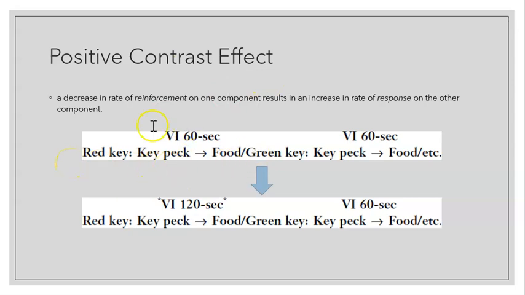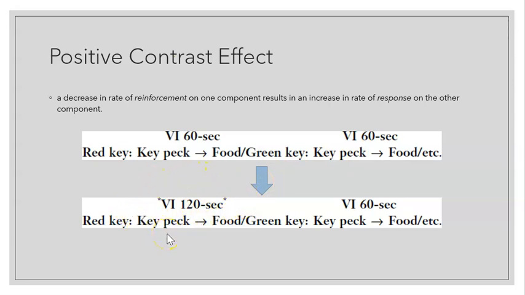It's the exact same. So the red key for this pigeon has to peck, the red key has a VI of 60 and it gets food. The green key has the exact same VI of 60 seconds to get food. So the reinforcement rate for option 1 and option 2 are the exact same at the beginning. Now, this is where we start to differ, where here our reinforcement rate decreases.